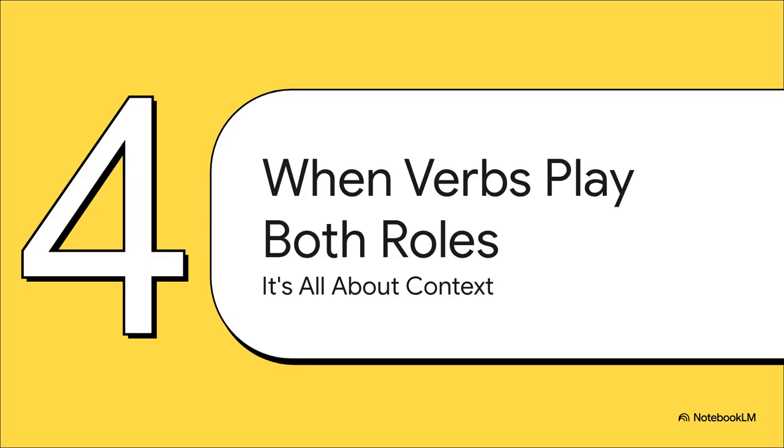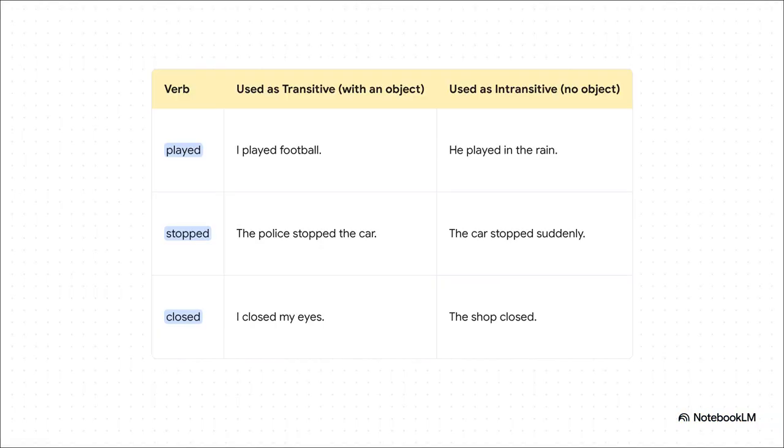But of course, because it's English grammar, things are never quite that black and white, are they? A lot of verbs can actually play for both teams. They can be transitive or intransitive. It all just depends on how you use them in the sentence. Just take a look at the verb stopped. If I say, the police stopped the car, well, the action of stopping is transferred to the car. That makes stopped transitive here. But what if I say, the car stopped suddenly? Now the action just stays with the subject, the car. There's no object at all. So here, stopped is intransitive. See? Same verb, totally different roles.